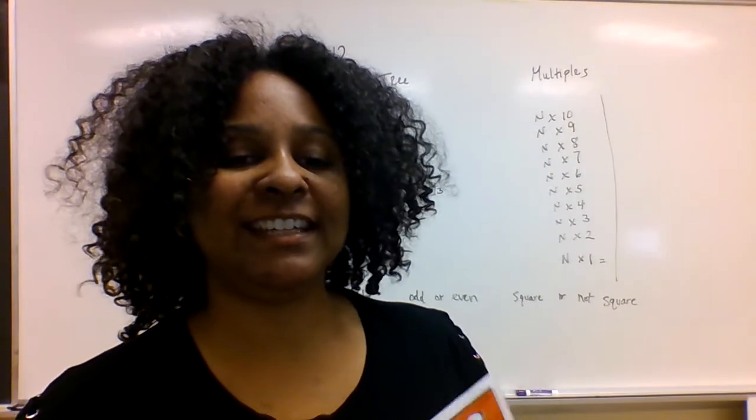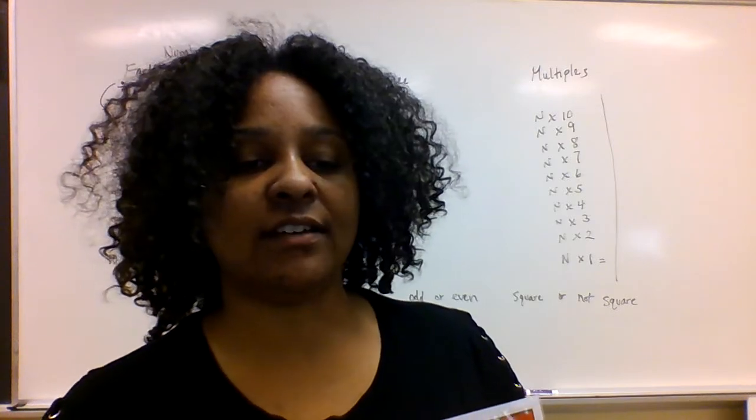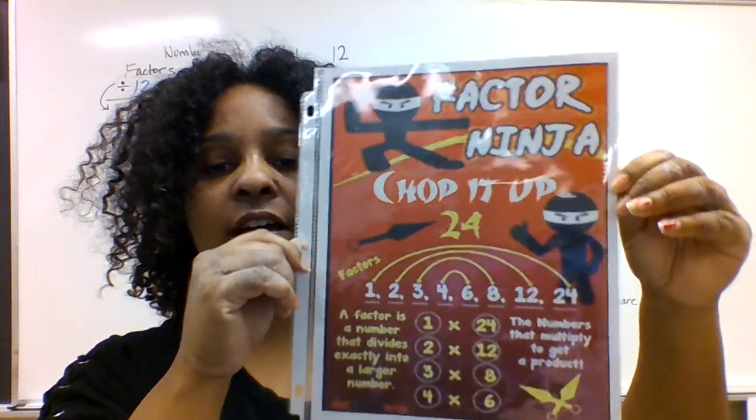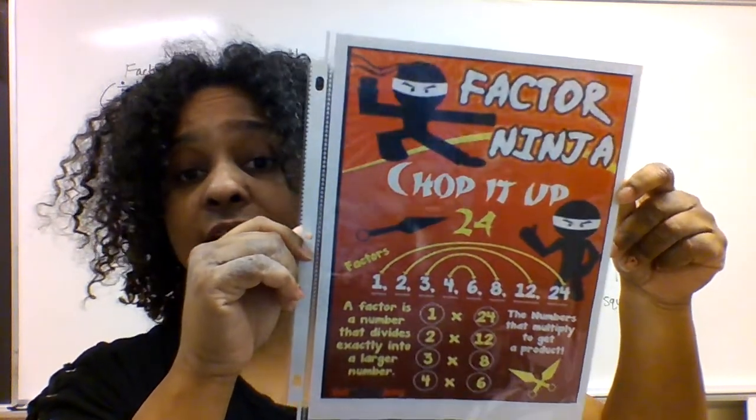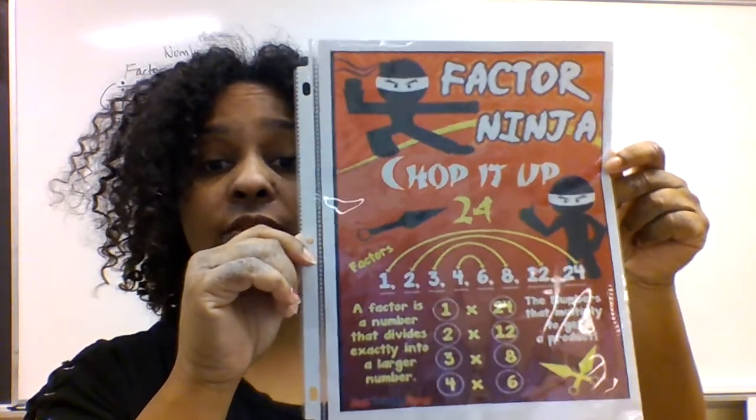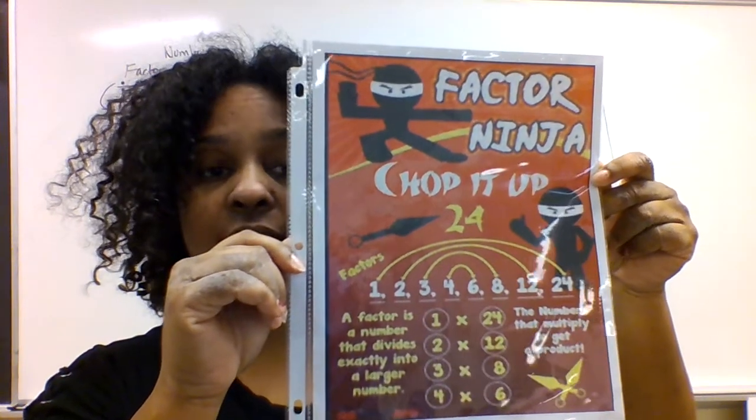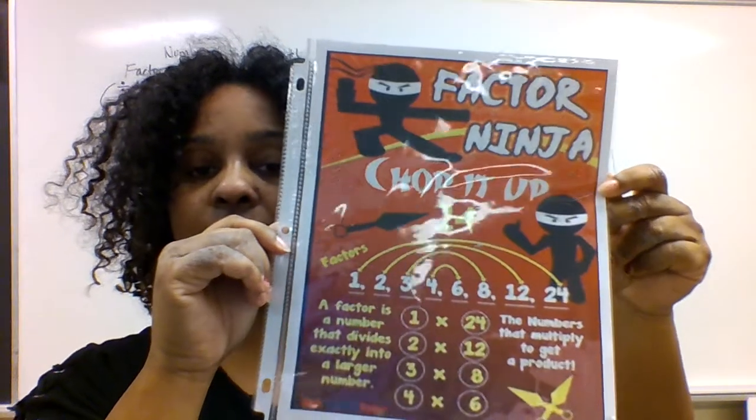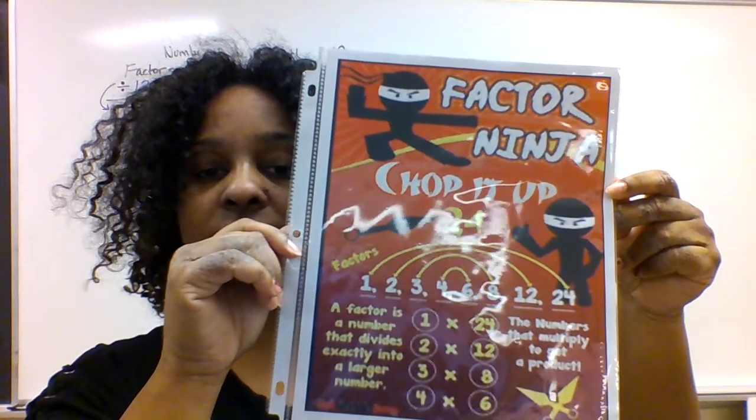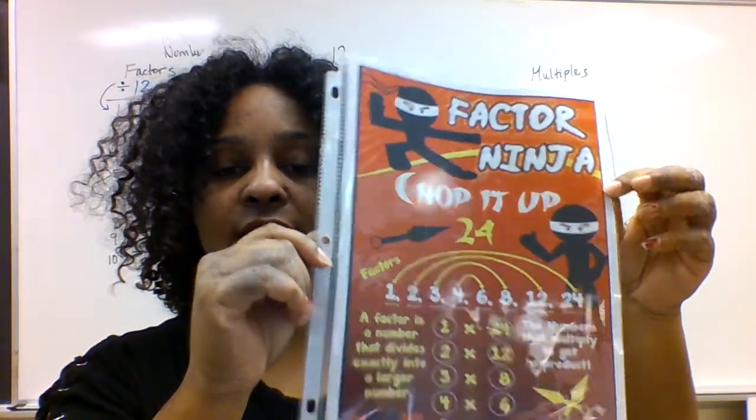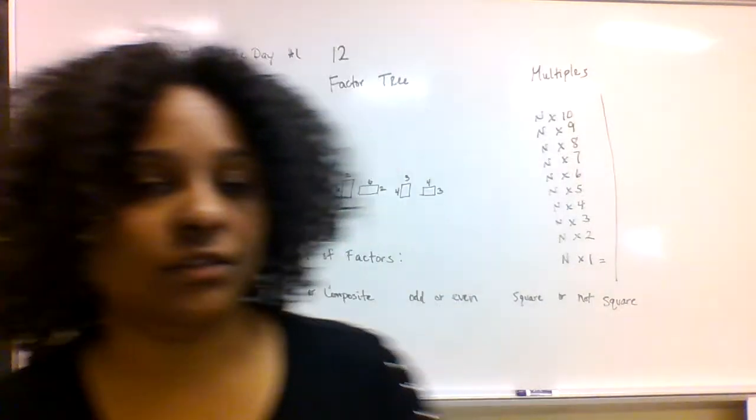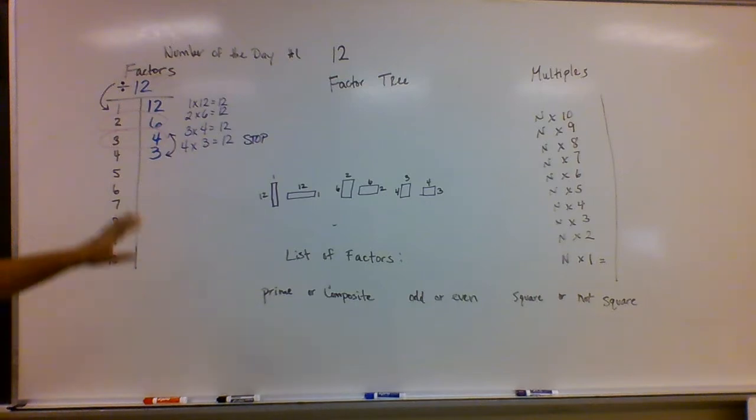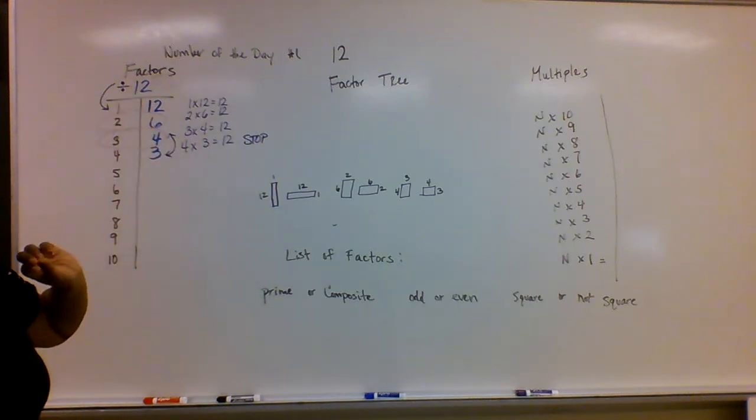All right, hopefully you paused the video and you filled out the factor T-chart. Remember, the biggest factor of any number is the actual number. All the other factors will be smaller. A lot of times kids will remember a factor ninja because a ninja will chop up a number to make it smaller. So that is a visual for that. Hopefully you have found all the factors of 12. I have it up on the board. Hopefully this is what your T-chart looked like.